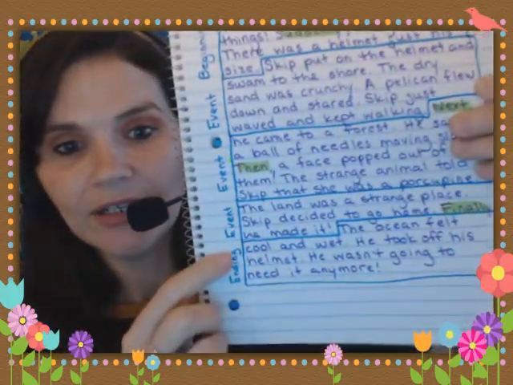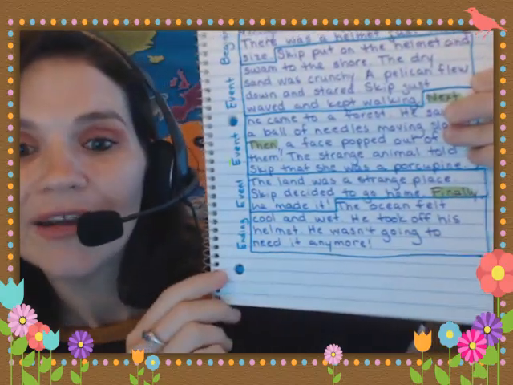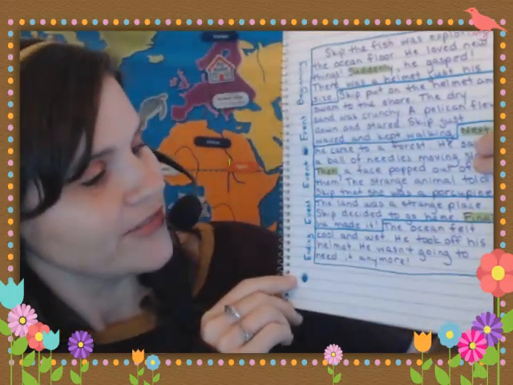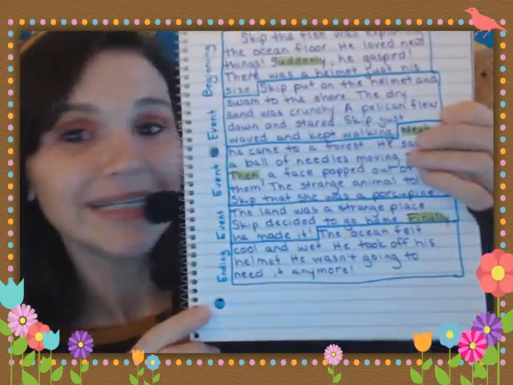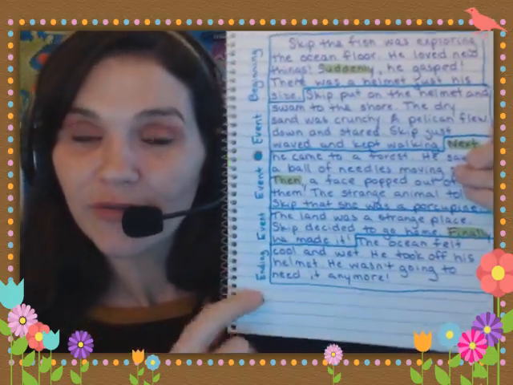So let's look at what I wrote. Here's my ending down here in this box. The ocean felt cool and wet. He took off his helmet. He wasn't going to need it anymore. He's decided land is not where a fish belongs. So I've got 3 sentences. Your ending does not have to be 3 sentences. It can be 1, 2, or 3. Just something to wrap up your story and complete it.